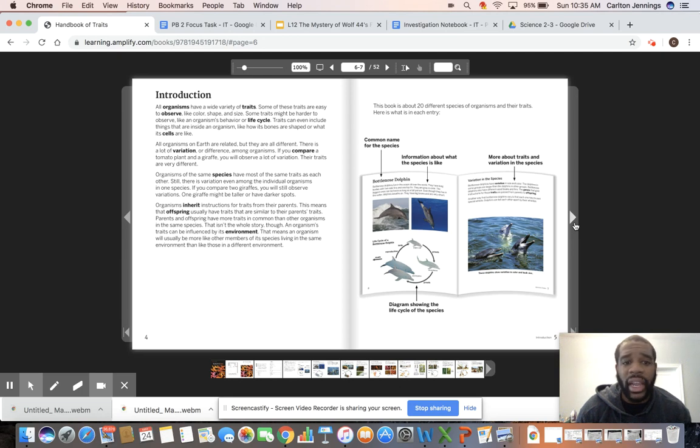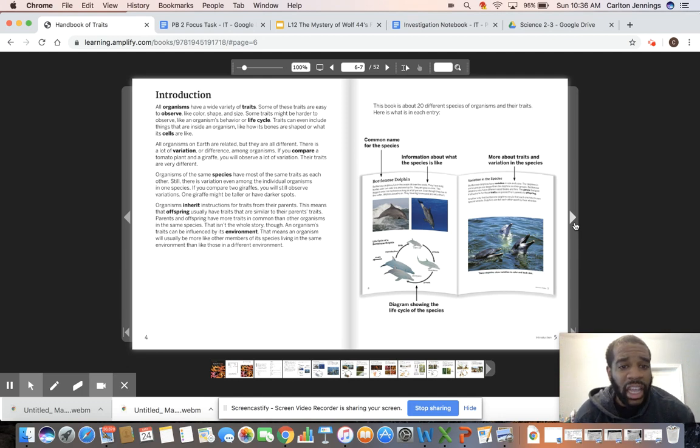There is a lot of variation. Remember, variation means differences among organisms. If you compare a tomato plant and a giraffe, you will observe a lot of variation. Their traits are very different. A tomato is very different from a giraffe, although they are both living organisms.